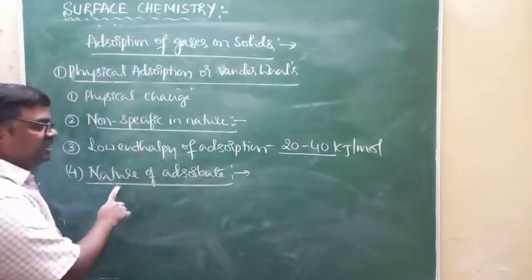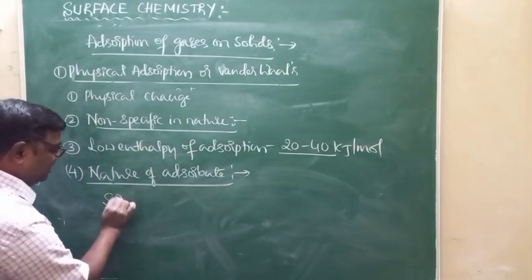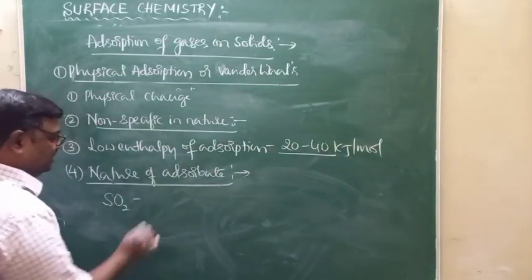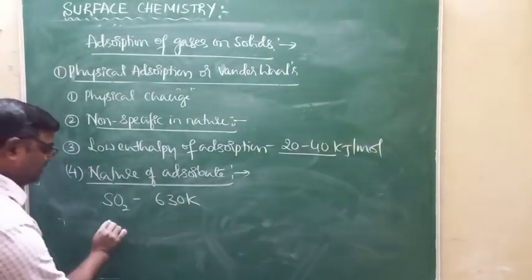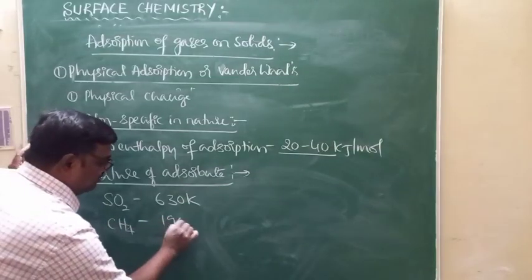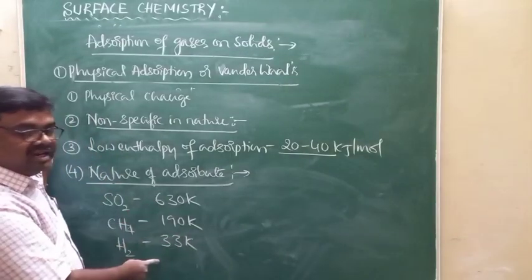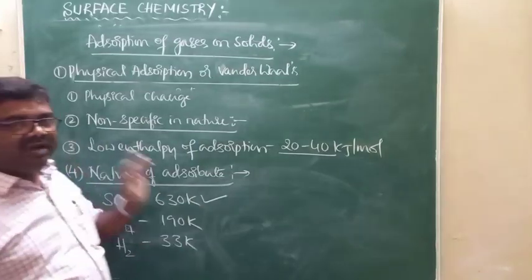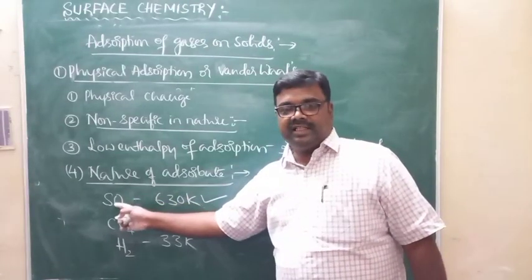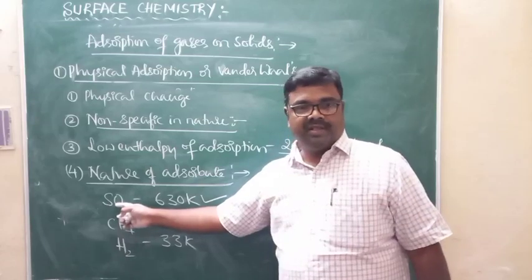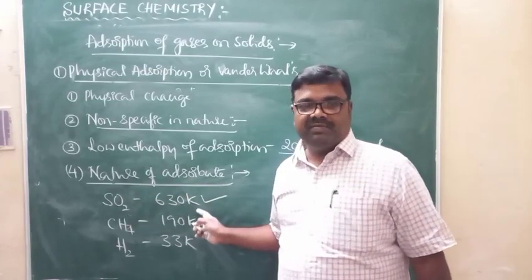At the same time, easily liquefiable gases are characterized by high critical temperature values. Sulfur dioxide is characterized by a high critical temperature of 630 kelvins. The critical temperature for methane gas is 190 kelvins. The critical temperature for hydrogen gas is 33 kelvins. These are the critical temperature values. As I said, easily liquefiable gases have high critical temperatures because their intermolecular forces of attraction are strong. Therefore, they undergo adsorption easily, or they readily adsorb over the surface of the adsorbent.